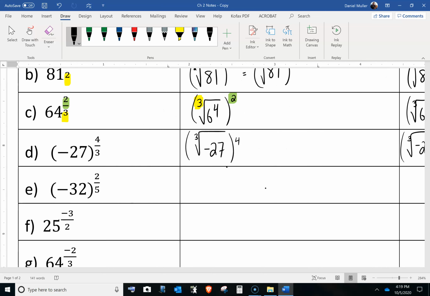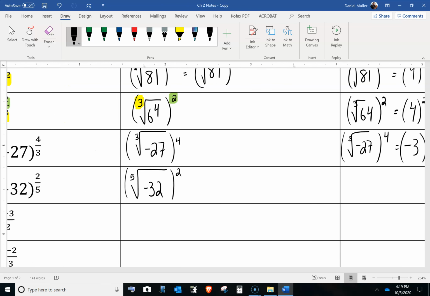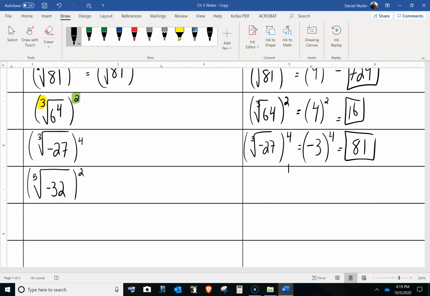Okay, so let's keep going here. Now I've got negative 32, and I've got a fifth root of negative 32 squared. So negative 32 squared and the fifth root. So first thing I do is the fifth root. Well, first thing I do actually is write it. So the fifth root of negative 32 and then square it.